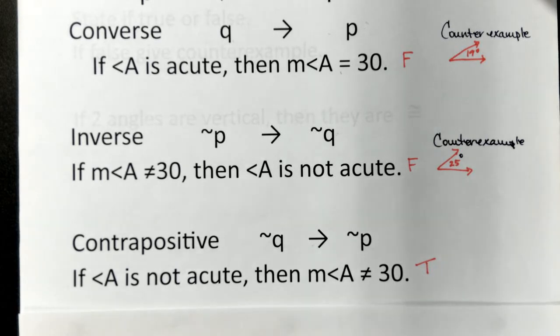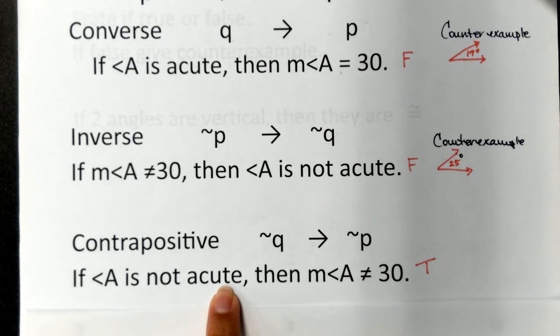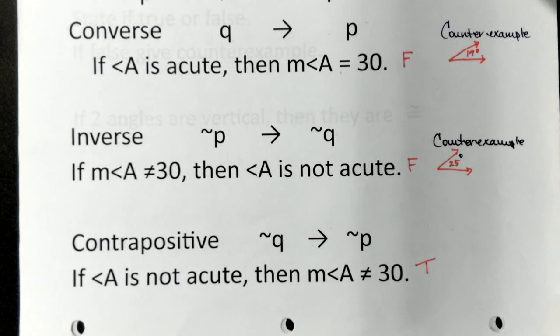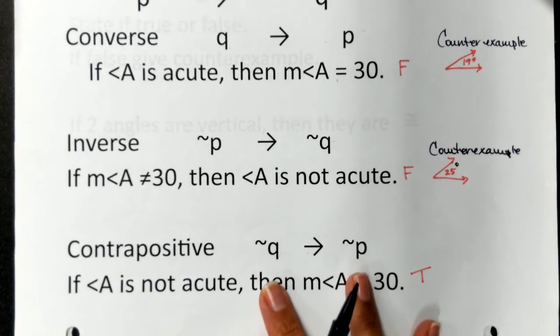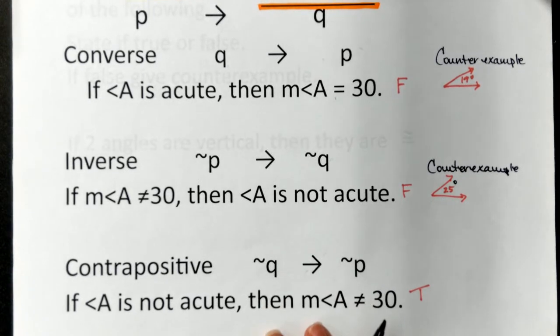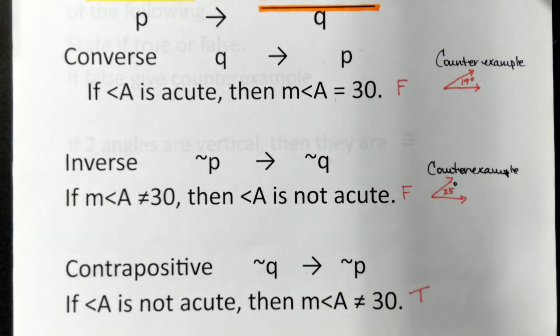Well, guys, that's true, because if he's not acute, then he has to be greater than 90 to be obtuse. So therefore, he cannot be 30 degrees. So that would be a true conditional statement. That would be the first example that we would do in class together in our notes.